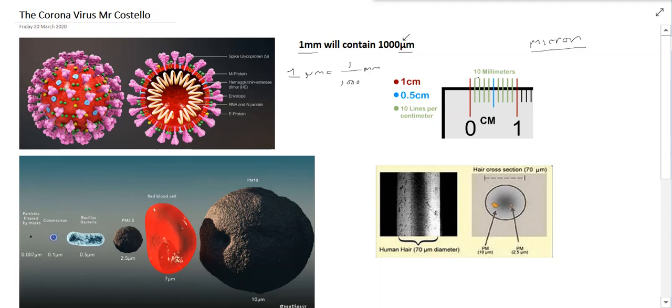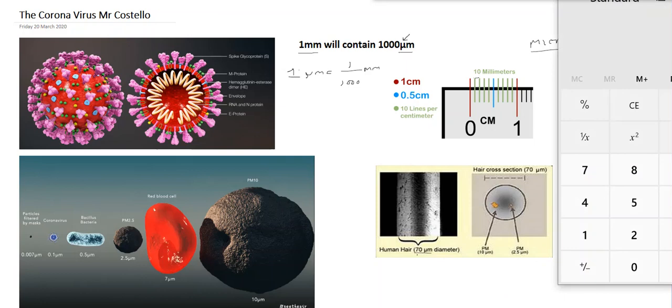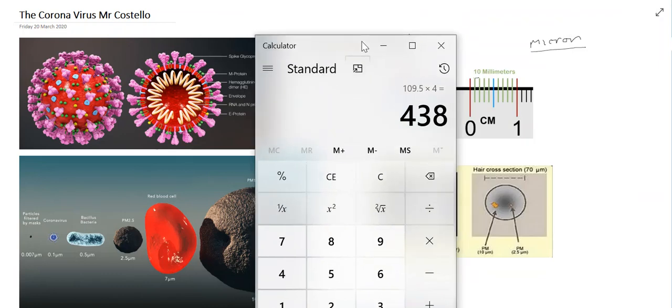Now, just to put that into context and think about how small that is, have a look at your arm or your hand, and look at one of the hairs on your hand. The average width of a hair is about 70 microns. That's roughly the average diameter or width of a hair. So if you think about this tiny space, 1 millimeter, how many hairs could we line up across it? Well, let's do the quick maths on that.